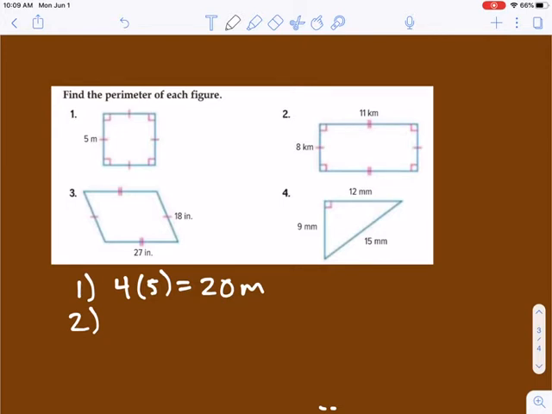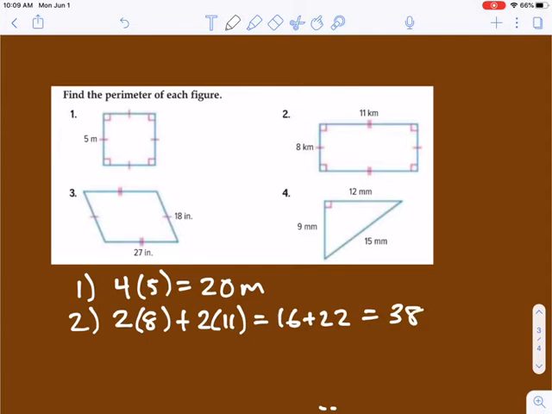So the way I would do this is I would say, well, I have 2 sides that are 8, and then I'm going to add that to the 2 sides that are 11. All right, and that would give me 16 plus 22, which is 38. And then my measure on that one is kilometers.